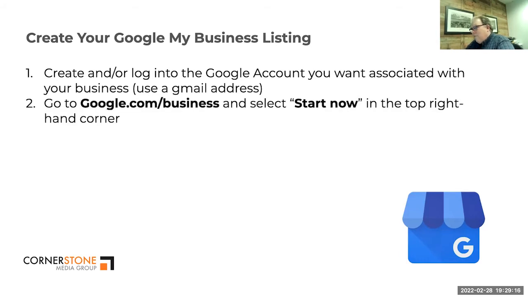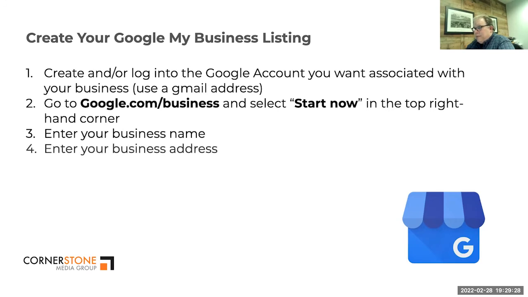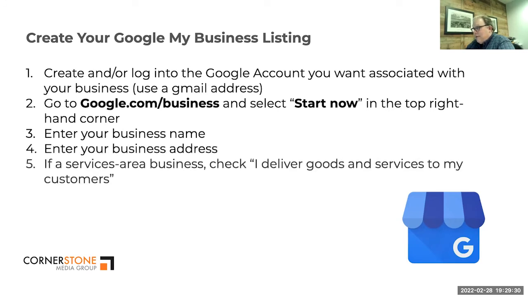So if you already have one, go to google.com/business and select Start Now in the upper right-hand corner, and then you begin the process to sign up. You're going to simply enter your business name, address, the service areas, and basically a brief description about what your business does.